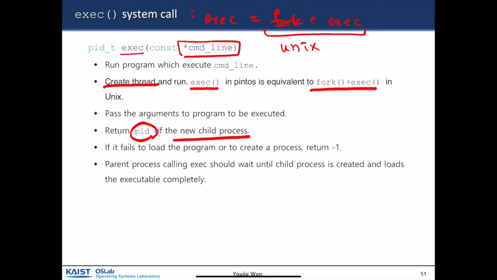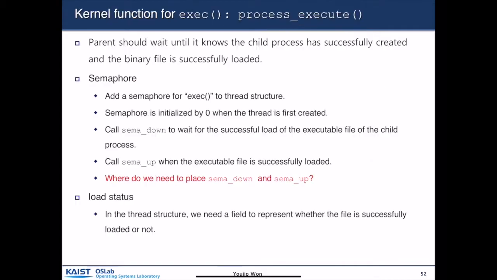The parent process calling exec should wait till the child process is created and loads the executable completely. That's what the exec system call is supposed to do. Of course, exec does not wait for the child process to finish. It just creates and loads the executable completely. And then the exec system call can return.